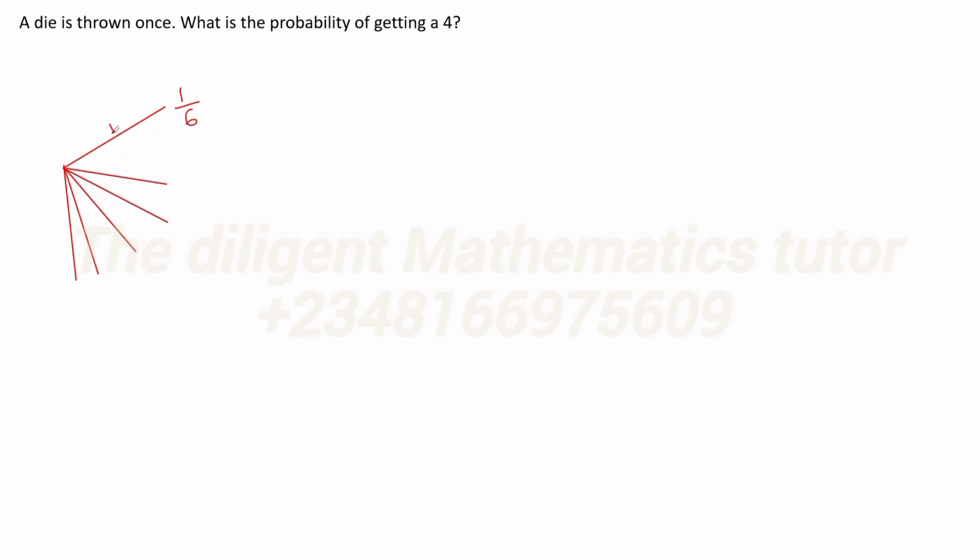Probability of getting 1, probability of getting 2, probability of getting 3, probability of getting 4, 5, and 6. Probability of getting 2 is also 1 out of 6. Probability of getting 3, 1 out of 6. Probability of 4, 1 out of 6. Probability of 5, 1 out of 6. Probability of 6, 1 out of 6. Okay, so what is the probability of getting a 4? It's obvious, 1 out of 6. So that is the probability of getting a 4.